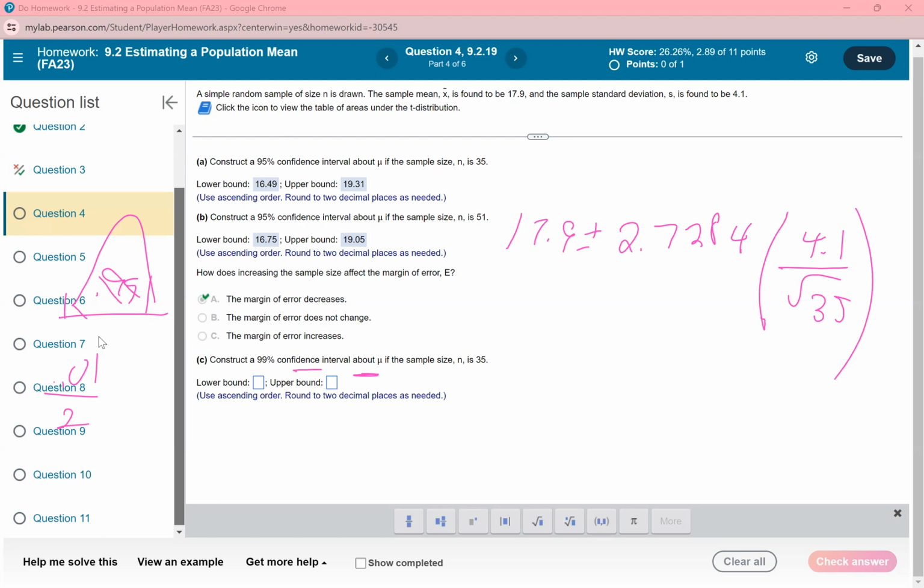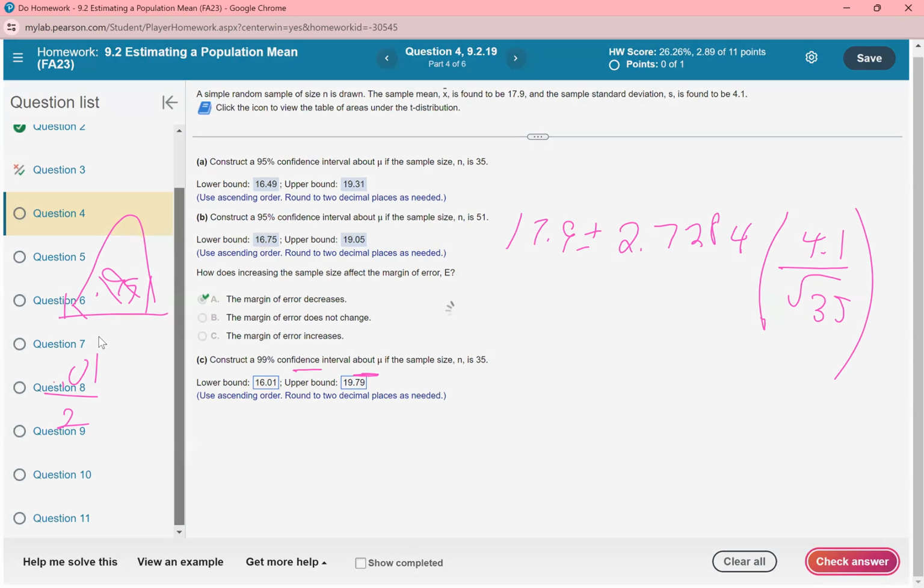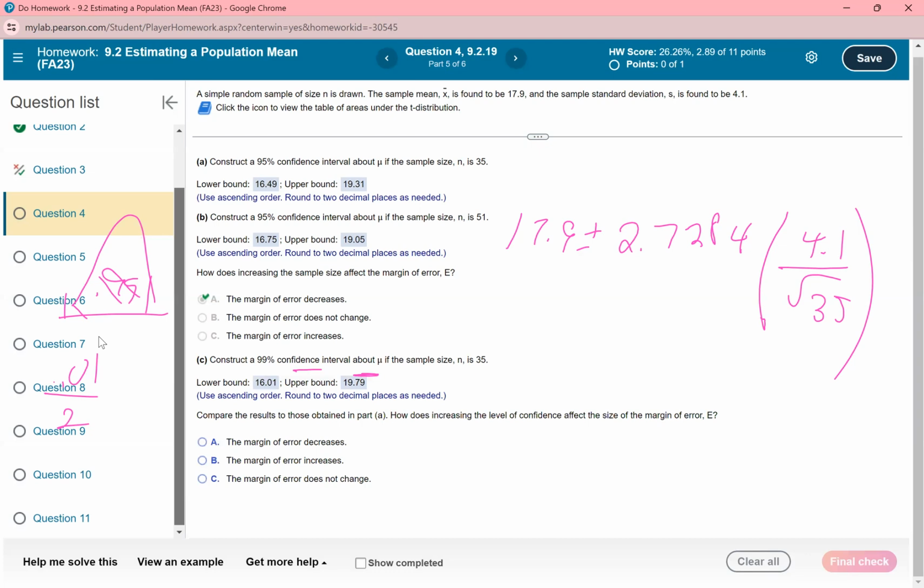Up arrow, change the minus to a plus, double check your numbers are typed right. Okay, so lower bound, 16.2 decimals, so 0.1, because it was 0.009. Okay, upper bound, 19.79, that is 0, so stay 7. Sure, it's going to ask about that margin of error and how does it affect this.